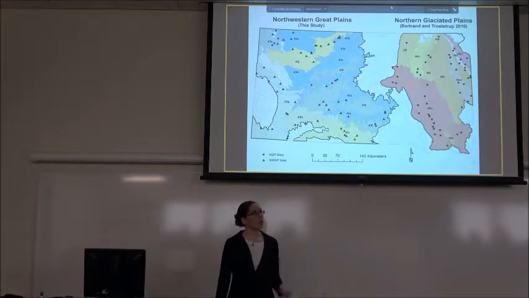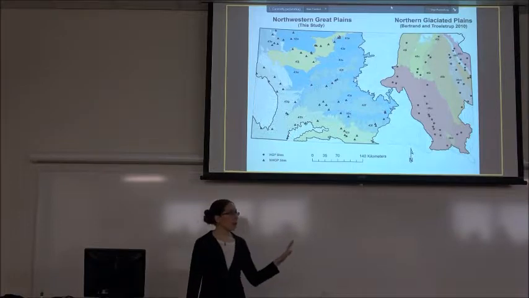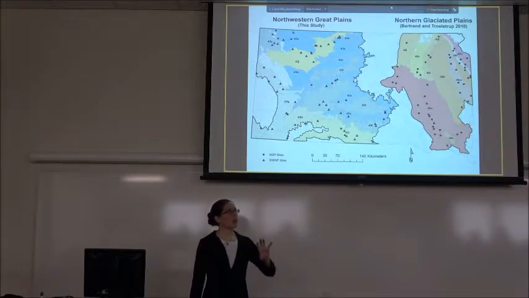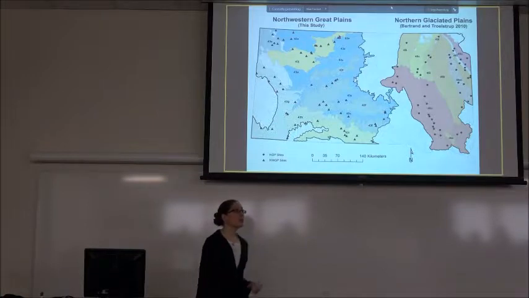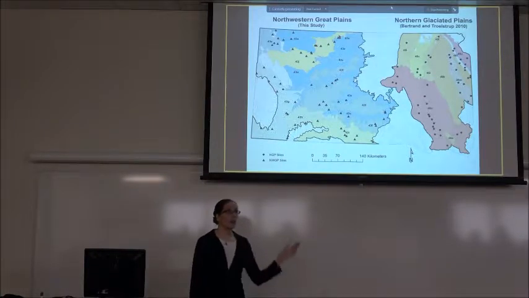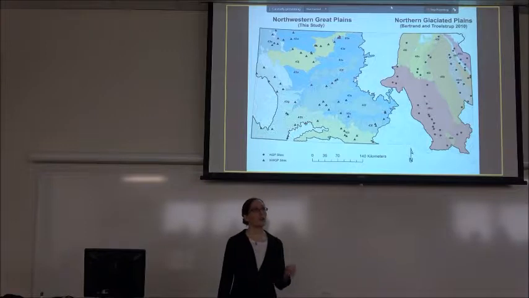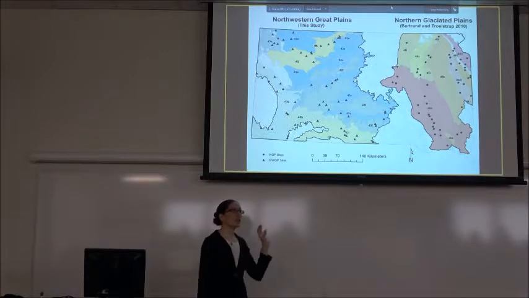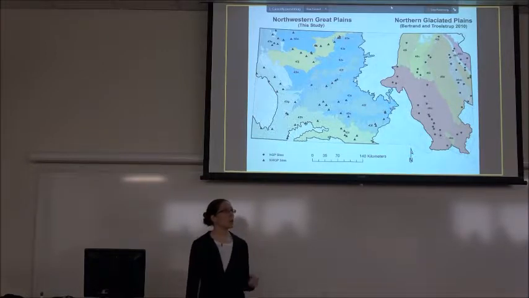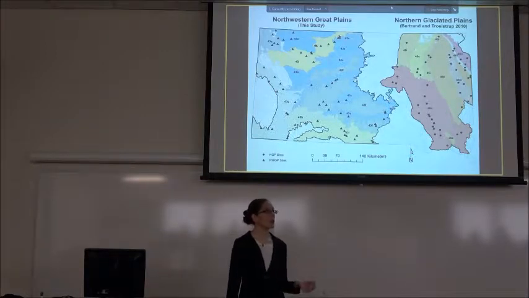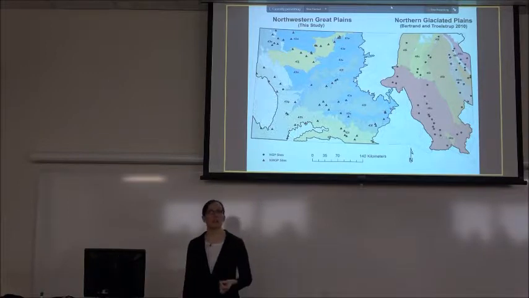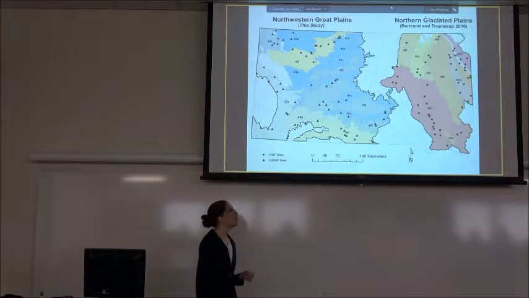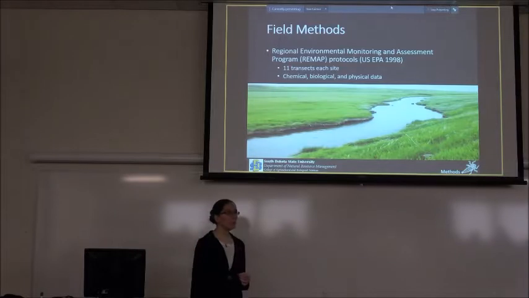To the right, in more of the red shades, we see the NGP project sites. Those are selected using targeted classification of sites and sampled in 2010 and 2011. To the left, in the blue colors, are the NWGP sites where my work is focused. We use stratified random sampling to select sites across 8 level 4 ecoregions and then sampled them in 2014 and 2015. In total, we have 96 sites involved in our analyses across the state.